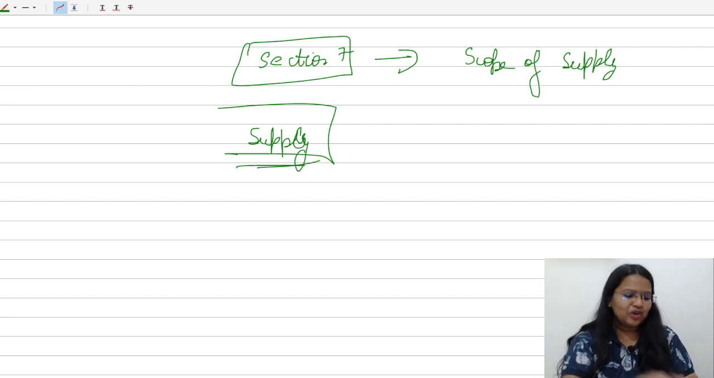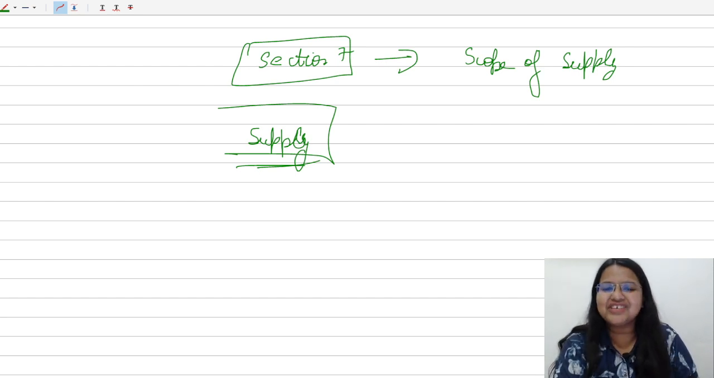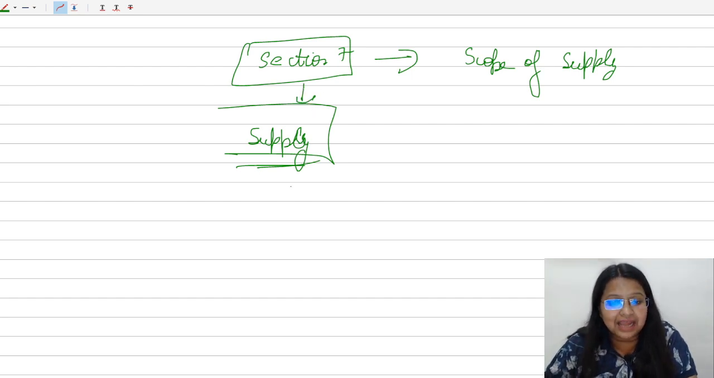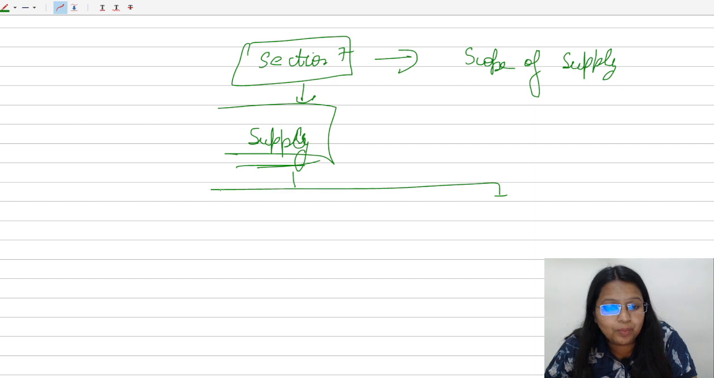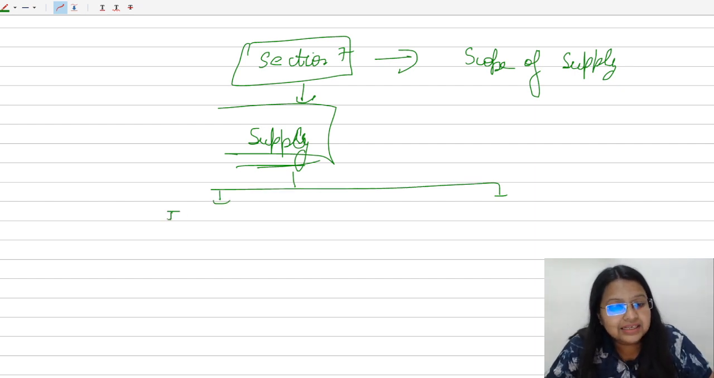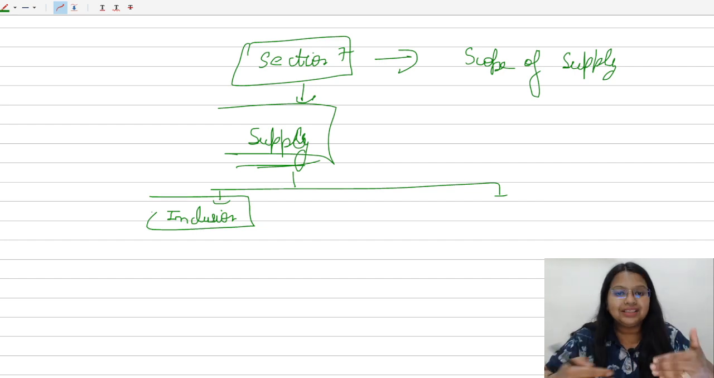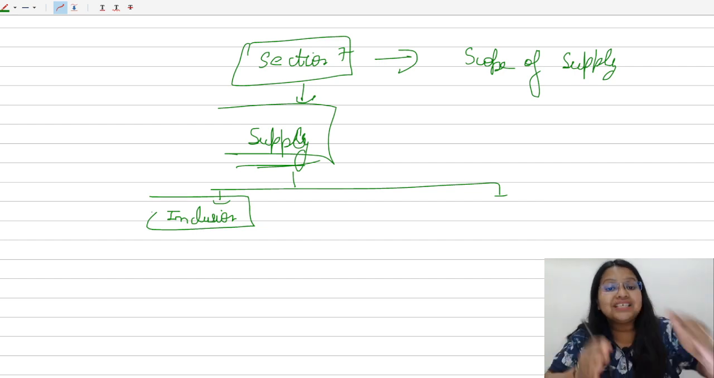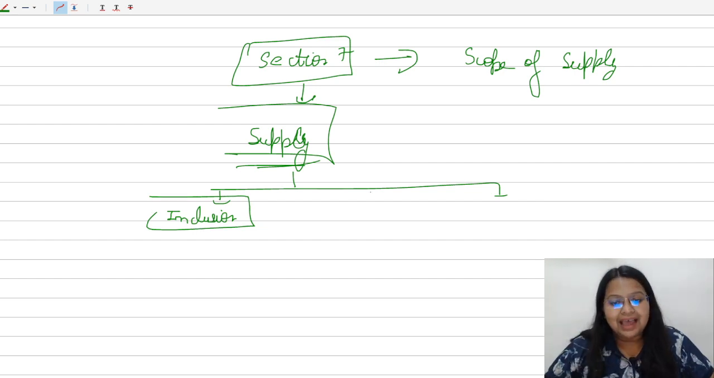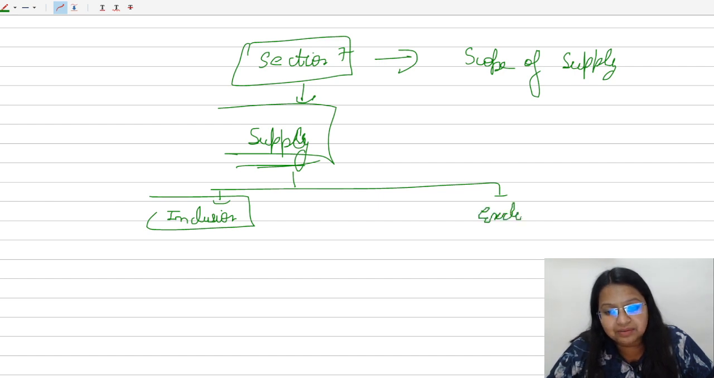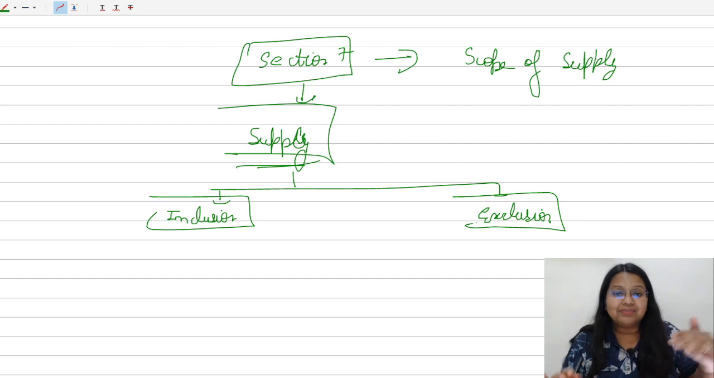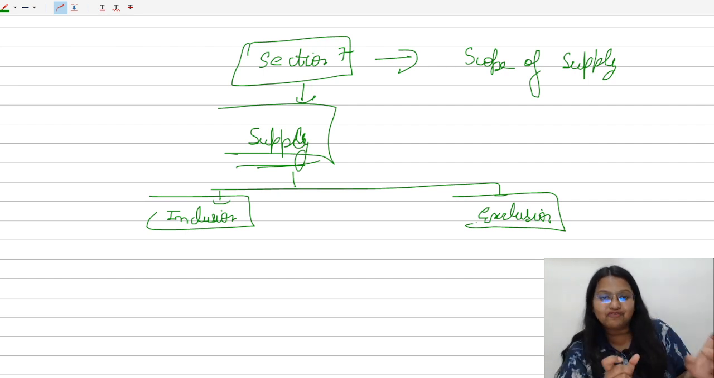Okay, so I hope you all are very excited to start your revision of section number 7. Now students, section 7 contains two parts. In the first part, there is an inclusion, that is, which particular points will be included in the scope of supply. It means on which supplies GST will be levied. And the second is the exclusion. It means on which supplies GST will not be levied. It means it is excluded from the ambit of GST.